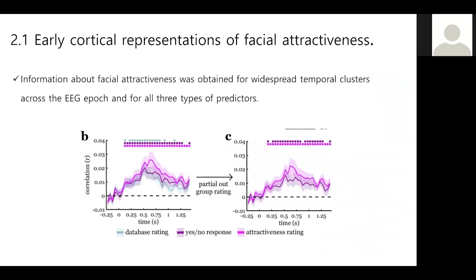Early cortical representations of facial attractiveness. Correlating the predictor RDMs with the neural RDMs for each 50 ms time bin across the epoch, we obtained a time series of how well EEG response patterns were predicted by facial attractiveness as defined by the 3 predictors. Information about facial attractiveness was obtained for widespread temporal clusters across the EEG epoch and for all 3 types of predictors.